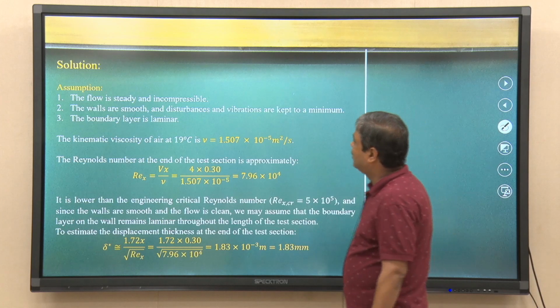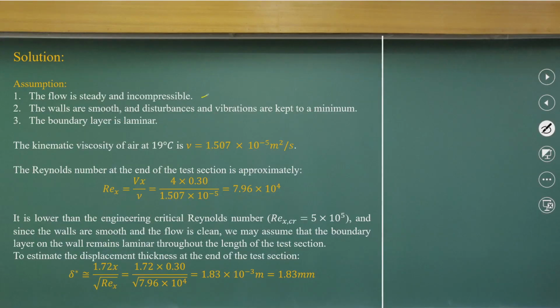The flow is steady, incompressible, the wall is smooth and disturbance vibrations are kept to a minimum. You just find out the kinematic viscosity of air from any tables given in any fluid mechanics book. So, estimate the Reynolds number at the end of this test section, because the test section is 30 centimeters. It is a circular test section.